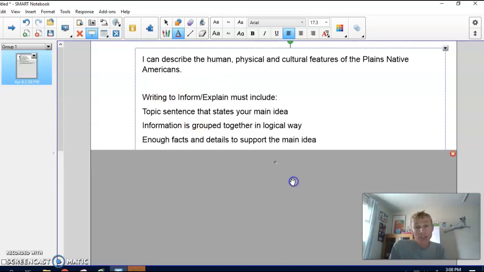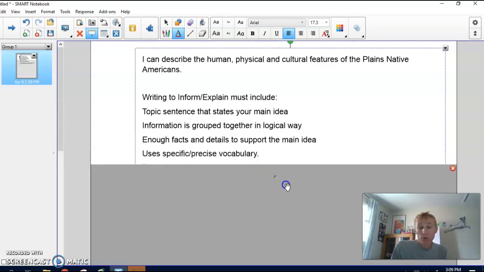Next, we have to use facts and details, and we have to make sure that we have enough facts and details to support that main idea. So multiple examples, not just one example for each category up here, but maybe two or three, enough that I can show that I really understand this topic and am teaching it to my peers. Okay, we need to use specific vocabulary. So there are going to be some terms unique to Native Americans and to their culture. So we need to make sure that we're using that vocabulary correctly in our writing.